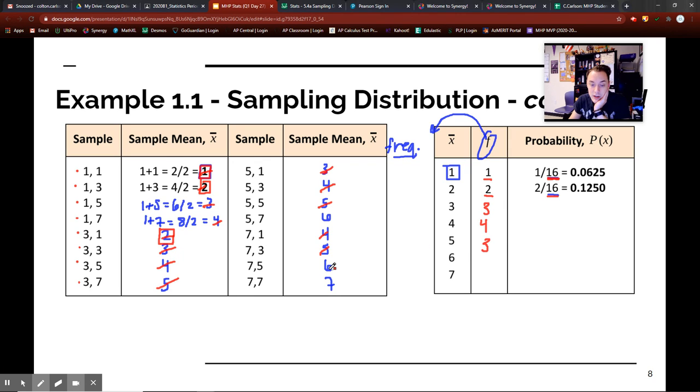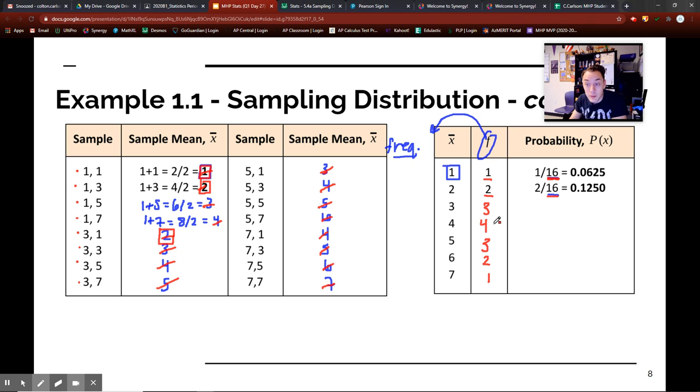How many 6s do I have? 1, 2. Okay? And how many 7s do I have? Just 1. Now notice this. This is amazing. Watch. Notice if I graph this, it goes up from 1, 2, 3, 4, and then it goes right back down. 3, 2, 1.